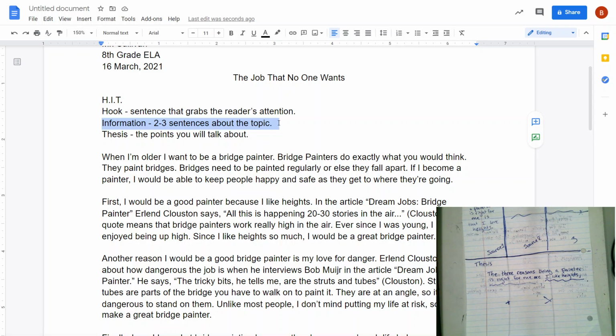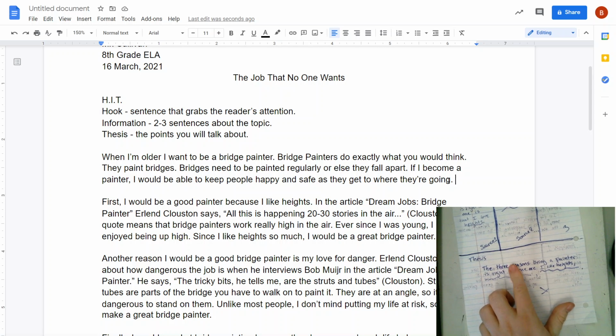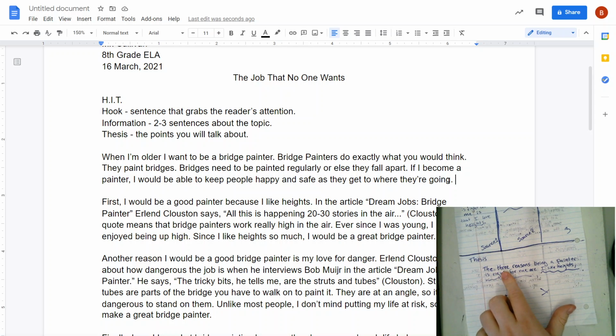It tells why they're important. If you can't think of anything else to say, you can put the history of the job. Bridge painters have been around as long as bridges have. They paint bridges to keep them from falling apart. Okay? Once you've done this, you're nearly done. All you've got to do with your introduction paragraph now is write your thesis. And I have it right here on my TIQA page, or on my organizer.